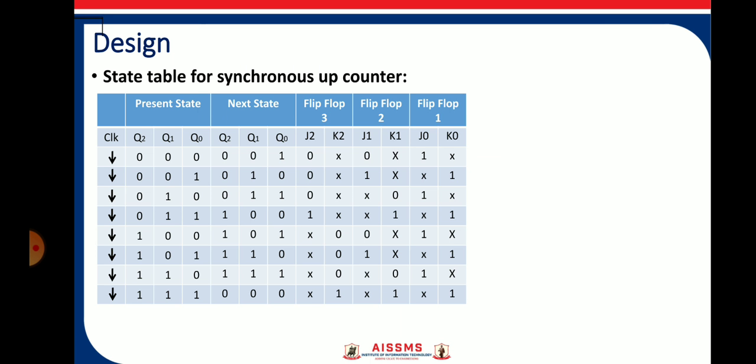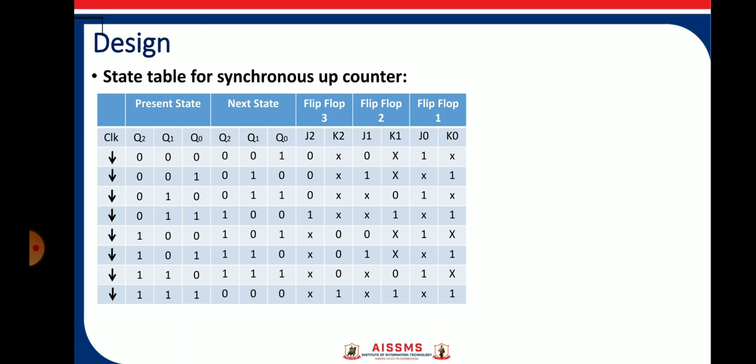For this synchronous up counter, we have to first write down the present state and the next state. As we know, we have to implement a 3-bit synchronous up counter, so we are going to require 3 JK flip-flops. An individual IC7476 contains 2 JK flip-flops, so here we require 2 IC7476. Once we prepare the present state and next state, we have to implement an excitation table of individual flip-flops.